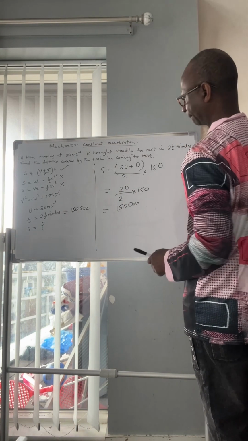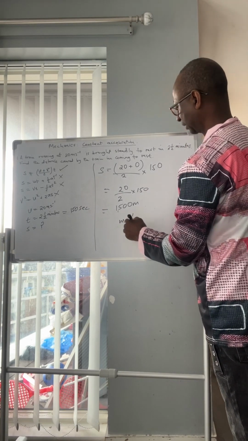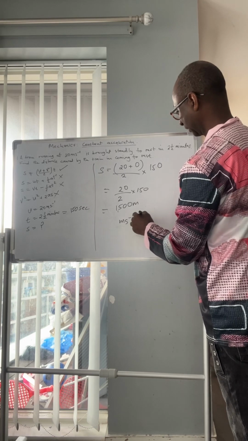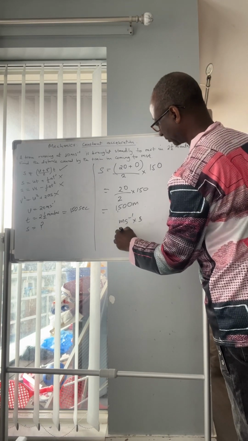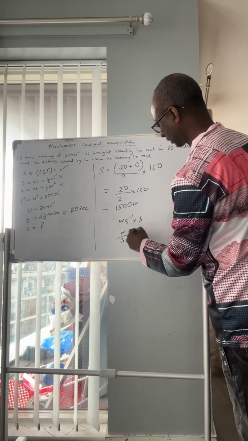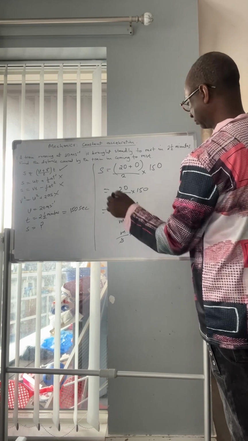This is what you get in meters. As for the unit, you are multiplying meters per second times seconds. This is meters all over second times second, so the seconds cancel, and what is left is m. That is the distance in meters.